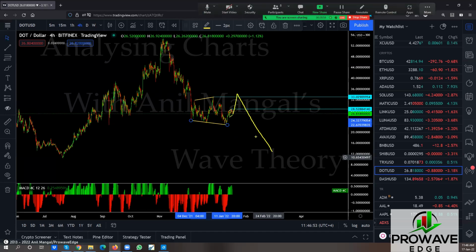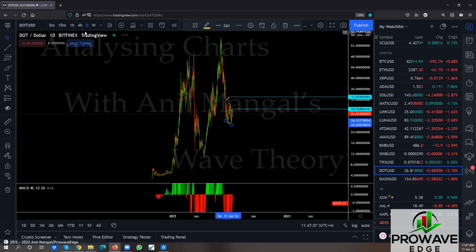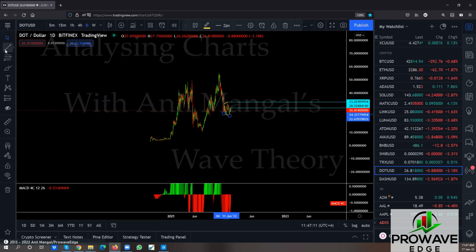and then go down. Right, so the question is, is this a bigger expanding flat in the making, or is this the low and we are trying to go up? We have to look at the bigger picture for that. So let's go to the daily. Yeah, we could be going up. We could literally be going up now if you look at it this way.